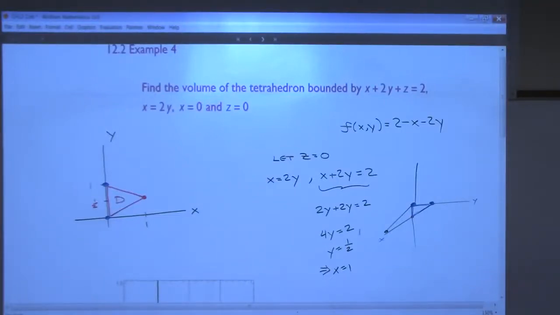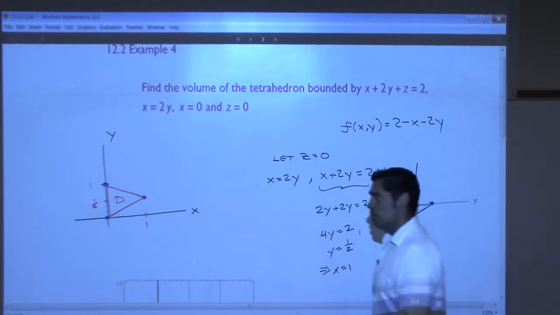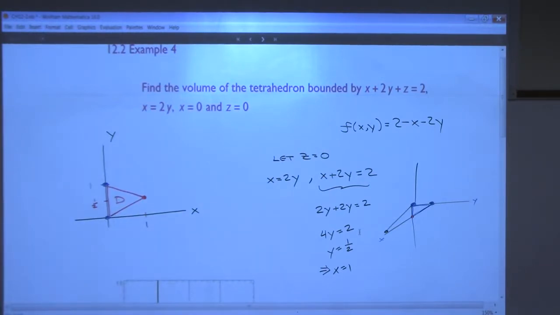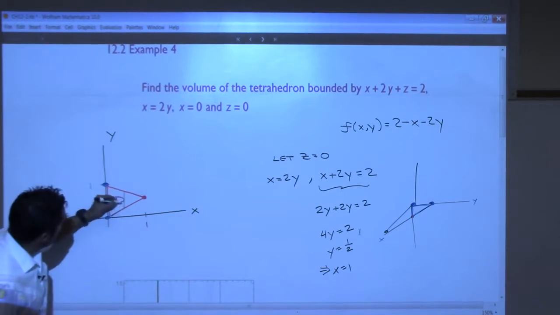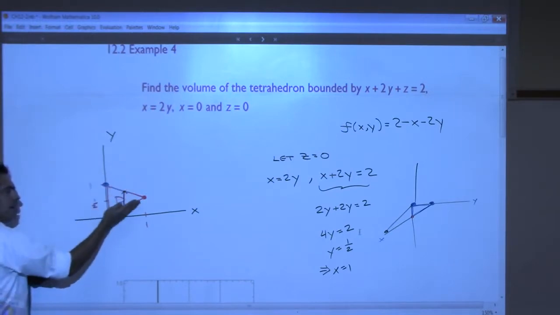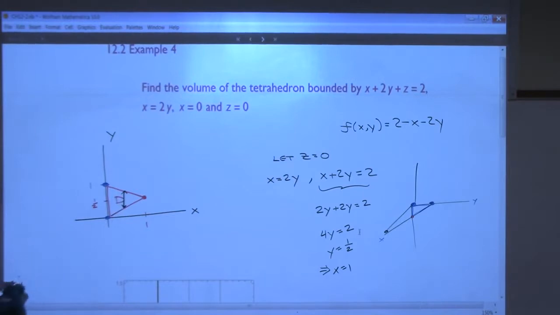What kind of region is that, right? Do I want to treat that as a type 1 or a type 2? You could do either, but one of them's easier. Let's look at type 1. If I do type 1, then if I move from left to right, do the top and bottom curves always stay the same? Yes. If I do type 2, do they always stay the same?